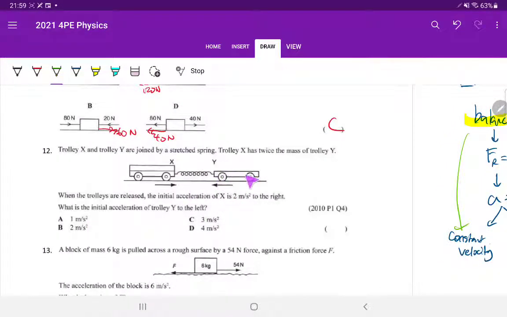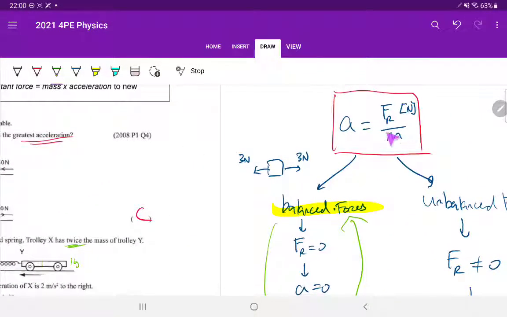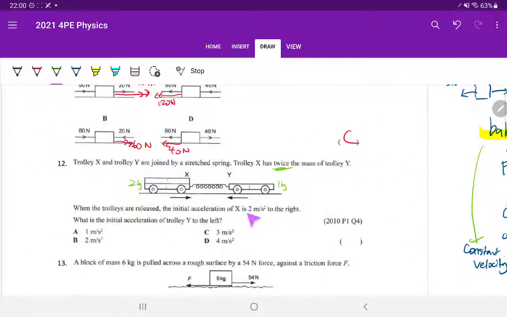You can see that Y is half the mass of this, right? So if this is 1, this is 1, this guy is 1. So the total here is 2 kg, say, just for example, and this will be like 1 kg. I'm just giving a random number for you to see better. So what's the initial acceleration of trolley Y to the left? We know that it depends on the mass and it's inversely proportionate. So if this guy is 2 meters per second squared, would this be twice or double? It's less mass, so its acceleration should be twice, so it's D.